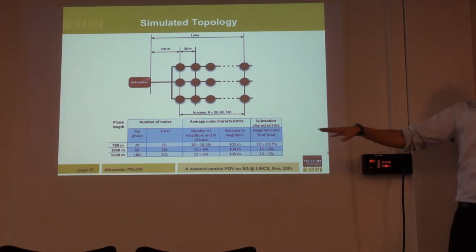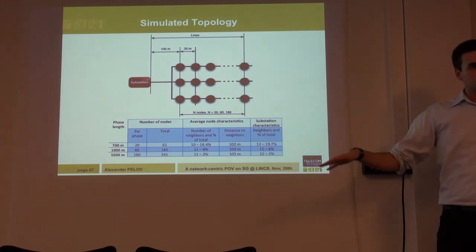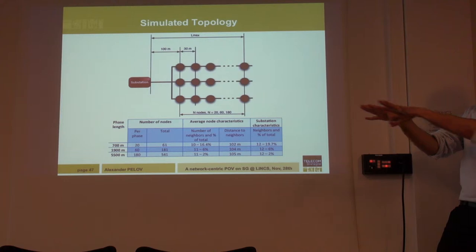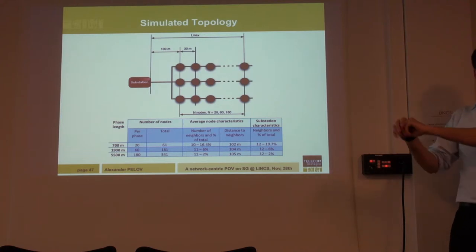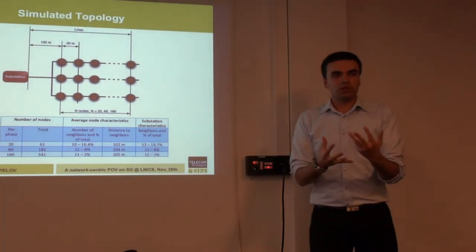Because people have made some farms, like 5,000 meters, deployed in a very regular grid in some controlled environment, and then they run the protocols and everything works okay. And then they put it in the real environment and problems start to come.